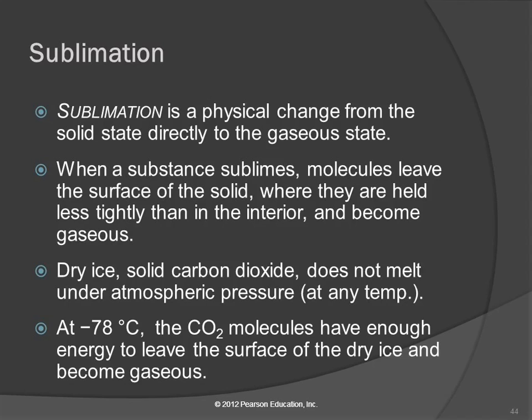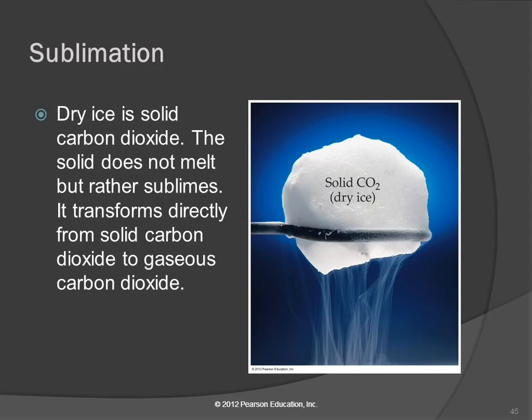Okay, it's subliming. It's going directly from the solid to the gas. And it starts doing this at minus 78 degrees Celsius. So at minus 78, the molecules have enough energy to leave the surface of the dry ice and go directly into the gas state. Here's an illustration, actually a photograph. So here's a chunk of dry ice sitting on an iron ring.